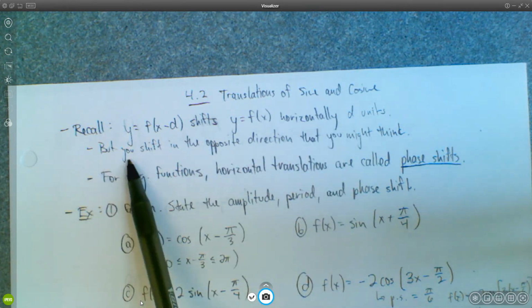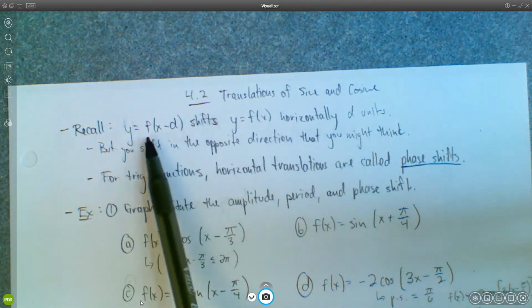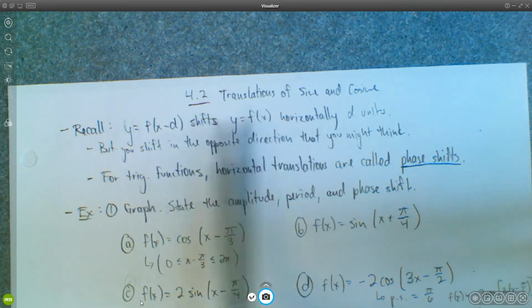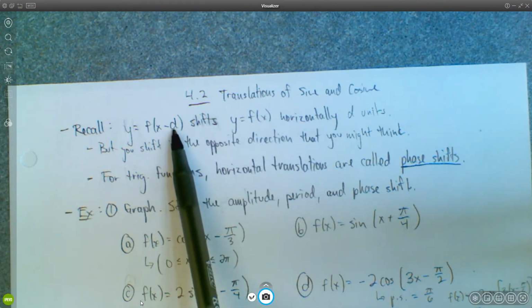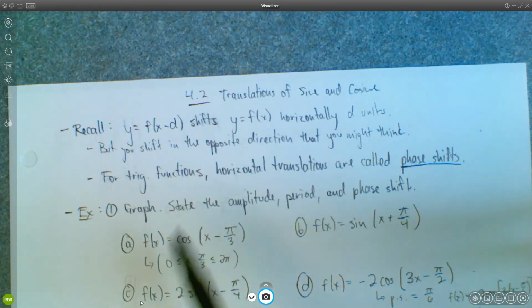Now, what's weird about it is that you actually end up shifting in the opposite direction that you think you would. So if you had f of x minus 2, that shifts f of x right 2 units. And if you had f of x plus 7, that shifts f of x left 7 units, right? So you go in the opposite direction of what you might think.